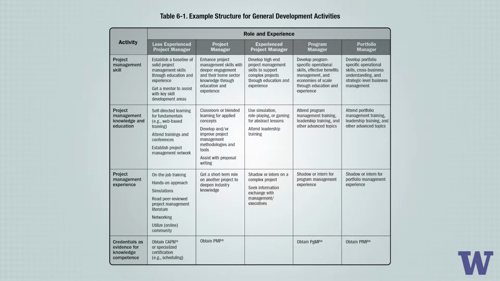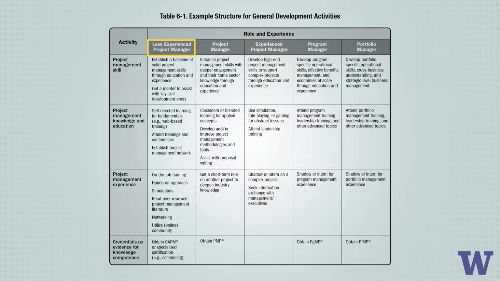Once you have the list of prioritized competency gaps, you need to determine what steps you need to take to improve on your competencies. PMI gives a general list of activities to complete to reach the desired competencies based on your level of experience and/or role. For instance, if you are an inexperienced project manager, PMI recommends that you get a mentor to help you develop key PM skills, establish a network of project professionals, perform self-directed learning such as simulations and web-based trainings, and obtain your CAPM certification.